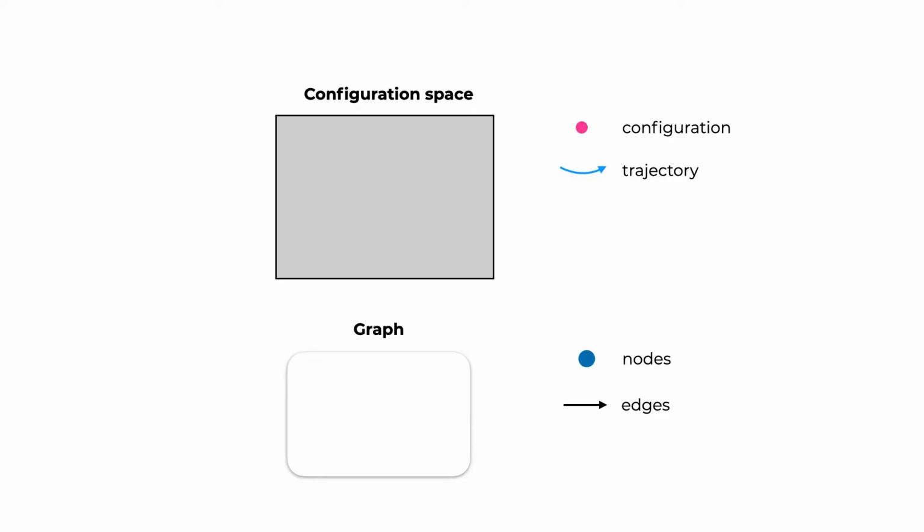Let's see how we can encode a motion planning problem as a graph. The nodes will represent robot configurations. The configuration space is continuous. If we want to use a graph, we need to discretize it. There's a trade-off. The more nodes we use, the better the method's accuracy, but the computation time will increase.